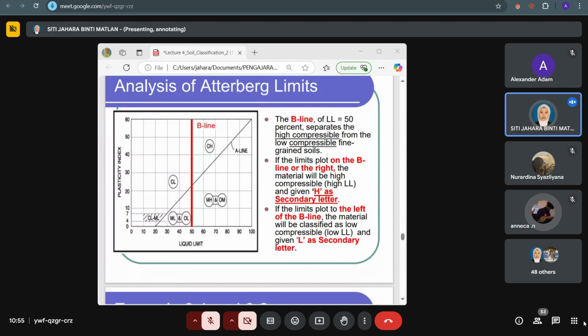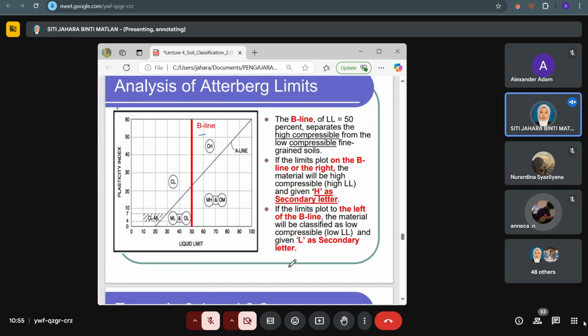berdasarkan kepada slide tadi, we continue on this slide, which explains the use of the B line. The A-line separates clay and silt, while the B-line here, as you can see, in the middle of the plasticity chart determines the compressibility of the fine grain soil.